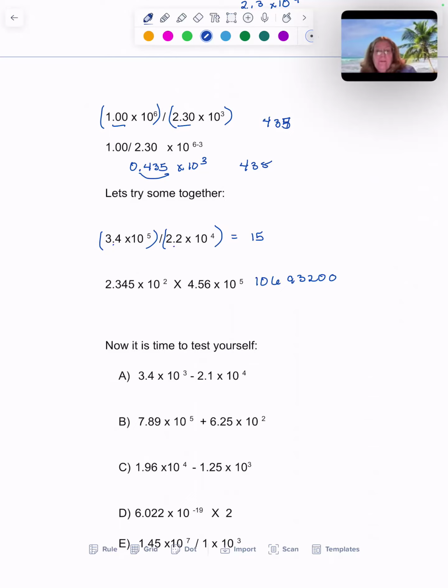But I'm going to round it to 3 places. So that's going to be 107. And I'm going to fill in the rest of the places with zeros because of rounding. And we'll explain how to correctly round when we get to our significant figures.